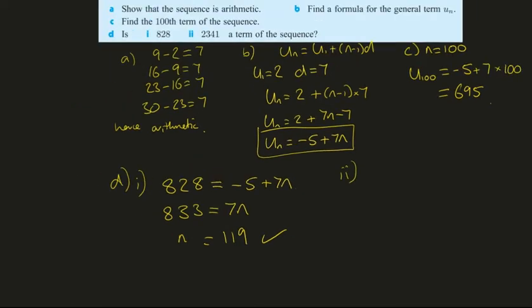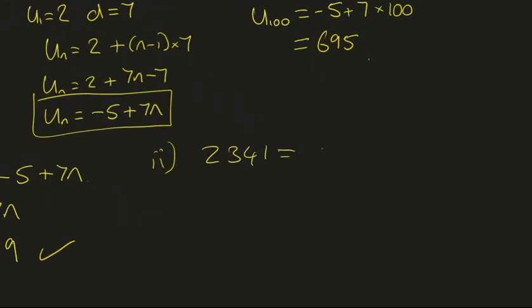Let's take a look at part 2. Is 2341 a number in the list? Well, again, we'll set it to minus 5 plus 7n. That general formula we found. And if we add 5 to both sides, we're going to have 2346 is equal to 7n. Now, we're going to divide by 7 again. But what we need to look out for is if we don't get a whole number, what is that going to tell us about n?